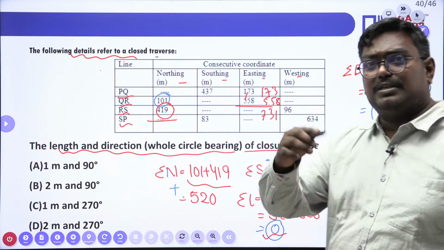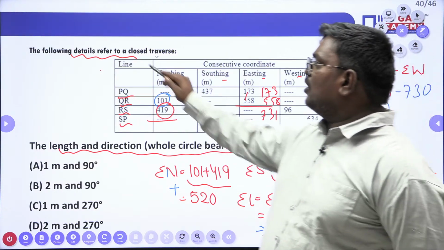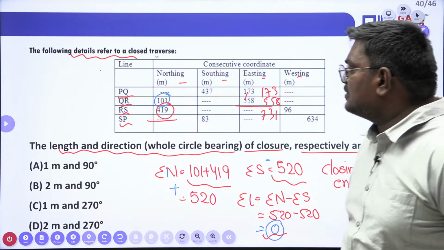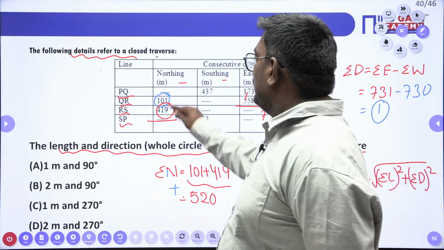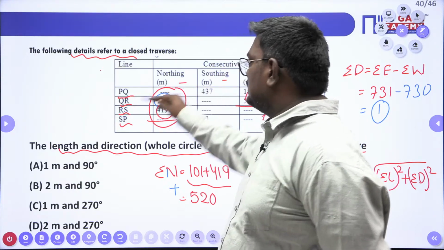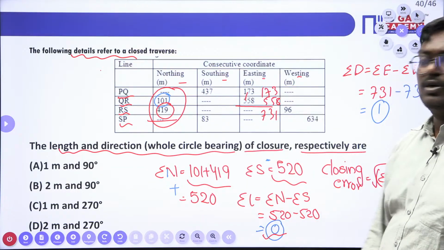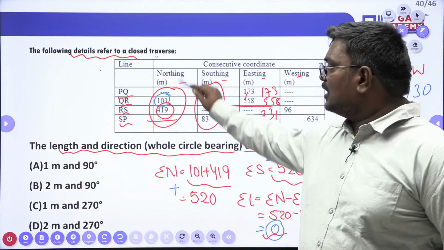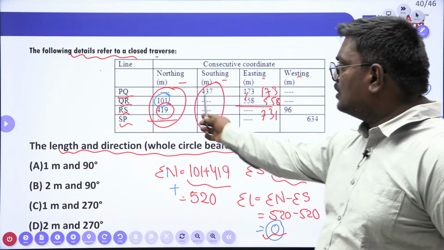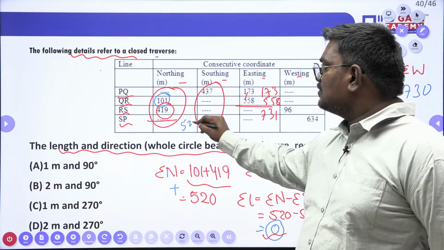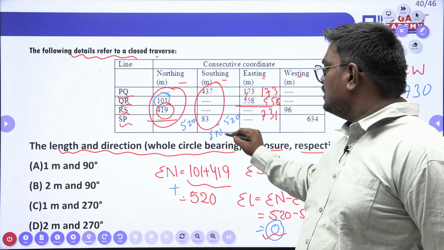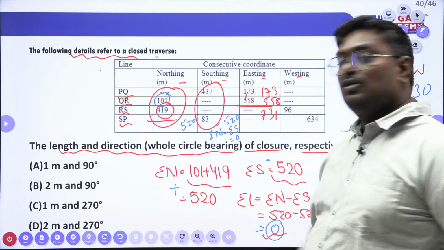I'll repeat, Prashant. The question here: the following details of a closed traverse are explained here. You can take sum of northings as positive and sum of southings as negative. When I take the sum of northings, you get 520, and the sum of southings is negative 520. So here you can say the sum of northings minus the sum of southings is 0.